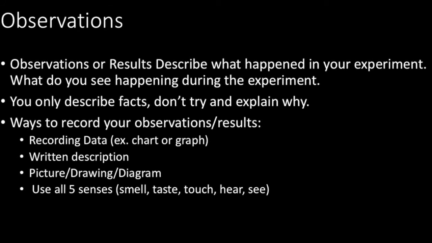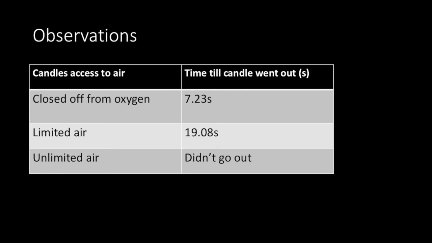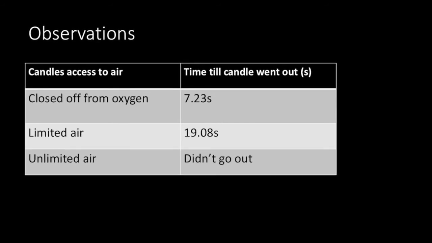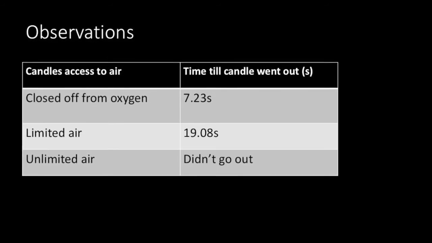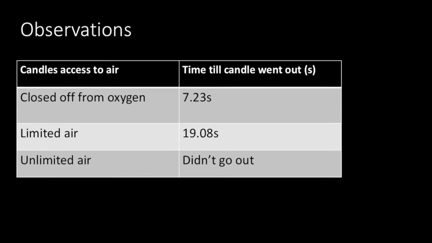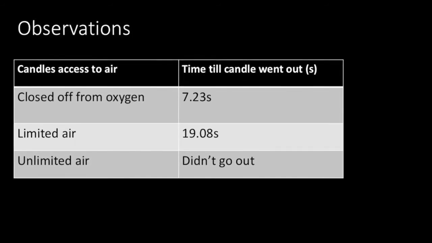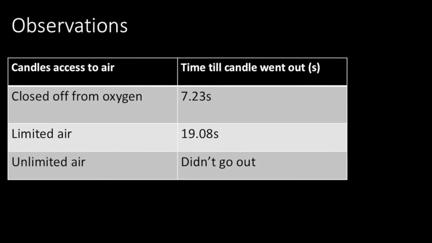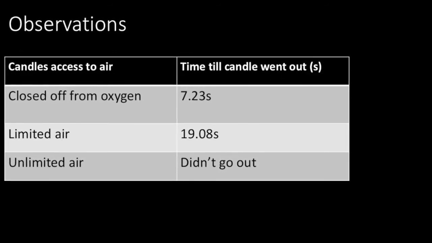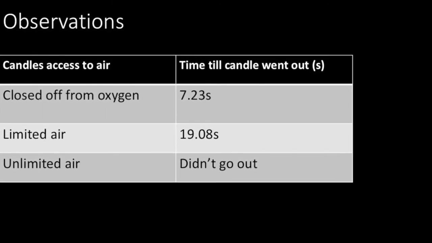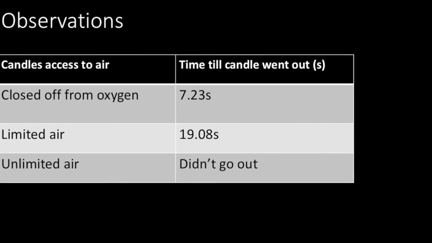I felt that the best way to observe our experiment right now is to include a chart with information on how long the candles stayed lit. As you can see, the one closed off from oxygen lasted for 7.23 seconds. The one with limited air lasted 19.08 seconds, and the one with unlimited air did not go out.